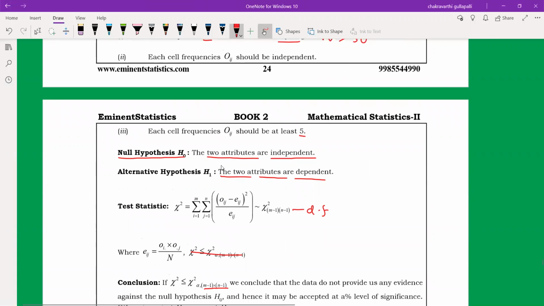Set up the null hypothesis: two attributes are independent. Alternative hypothesis: two attributes are dependent. Test statistic: chi-square is equal to double summation (Oij minus Eij) whole square by Eij, which follows chi-square with (M minus 1) into (N minus 1) degrees of freedom.